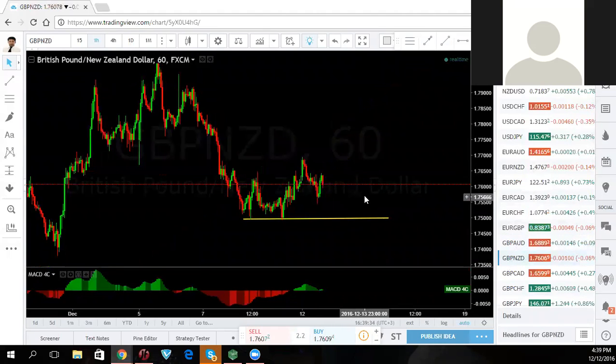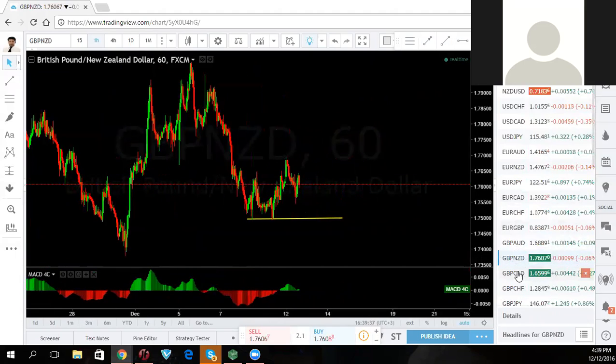Pound New Zealand, go through this pretty fast. Stay out of this. It's going sideways. You don't have any setup there.